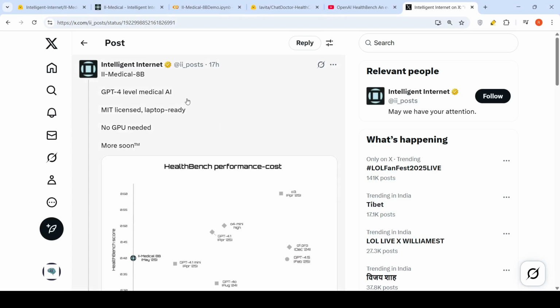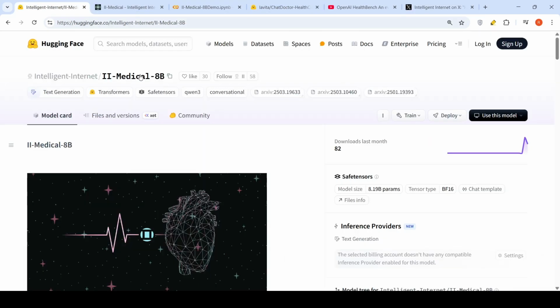A GPT-4 level medical AI is here. This is II-Medical-8B from Intelligent Internet. This is MIT licensed, laptop ready, no GPU needed. This model is already released on Hugging Face. In this video, let's try out this model. Let's try to understand how they created this model.